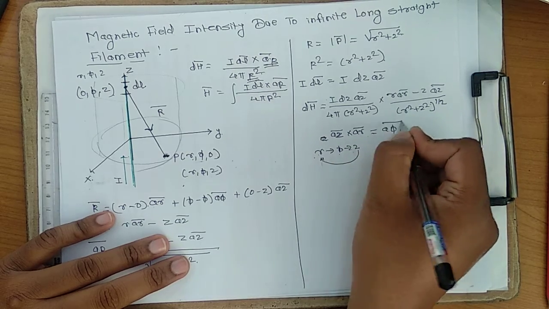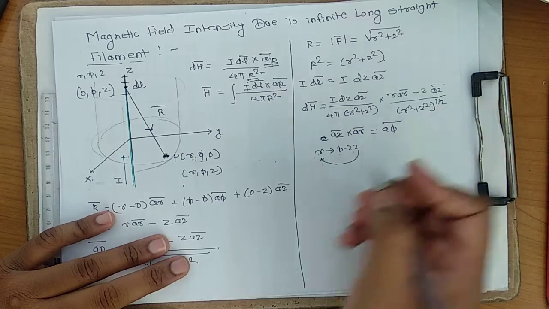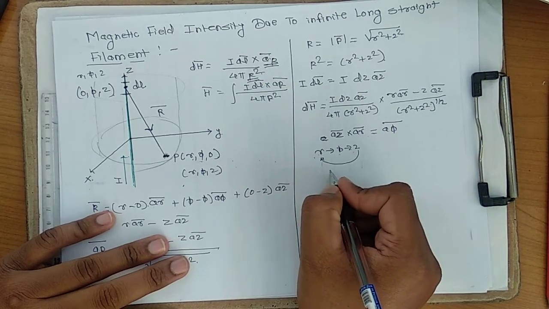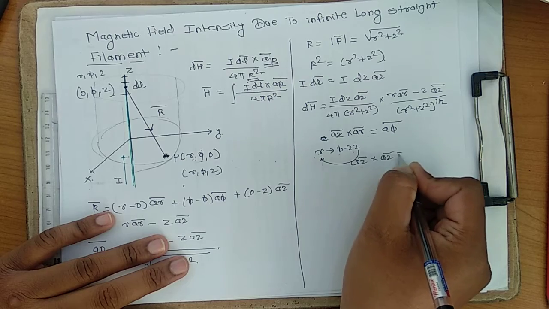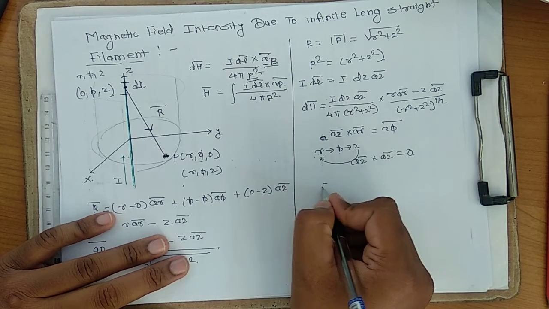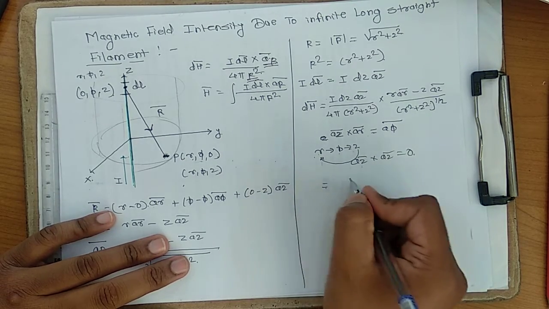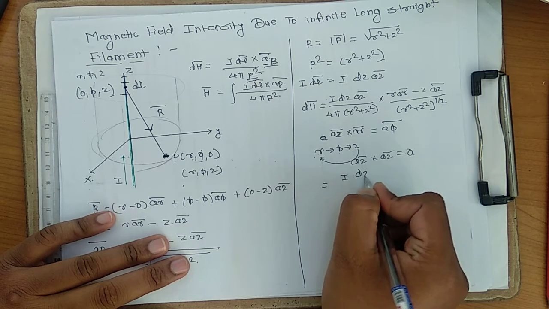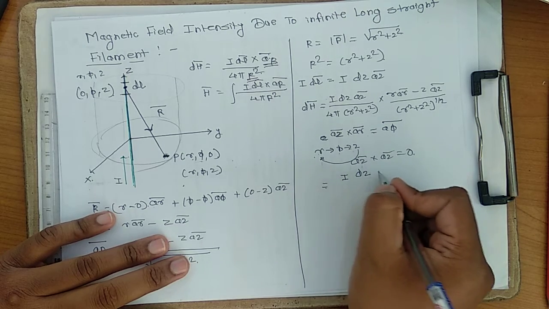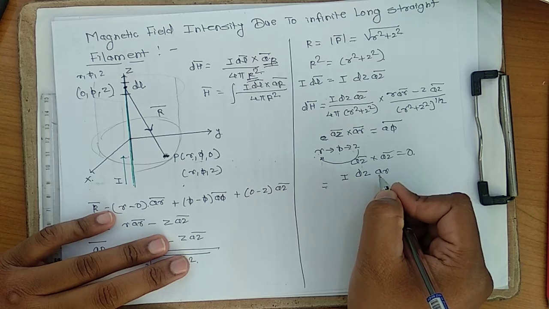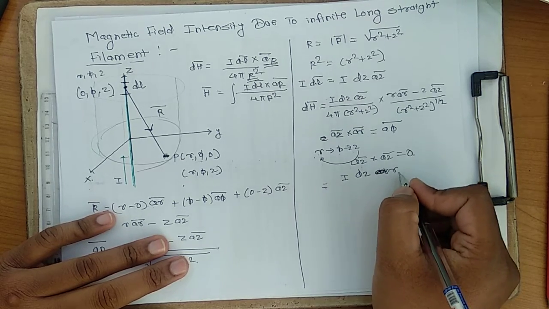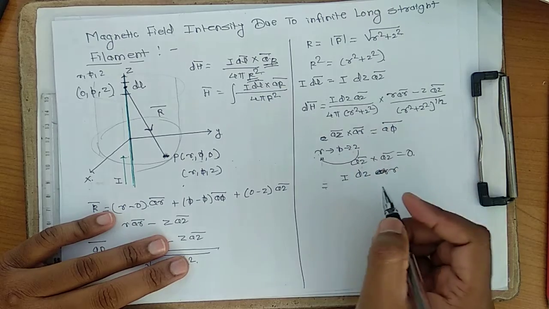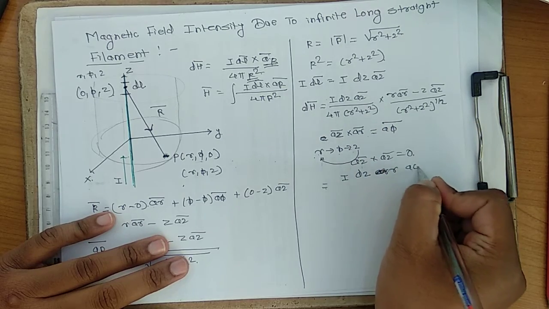So a z bar cross a r bar is a phi bar. Now what is a z bar cross a z bar? It will be 0. Now we will multiply it. So I dz r, and this a z bar cross a r bar will be a phi bar.